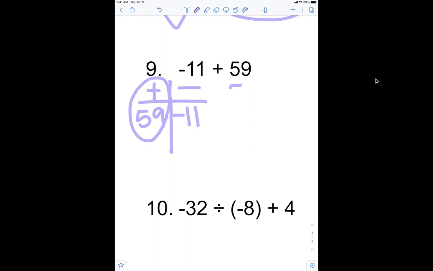So I take my winning team, subtract my losing team, and I know 9 minus 1 is 8. 5 minus 1 is 4. And then I keep the sign of the winning team, which was positive. So my answer is positive 48.